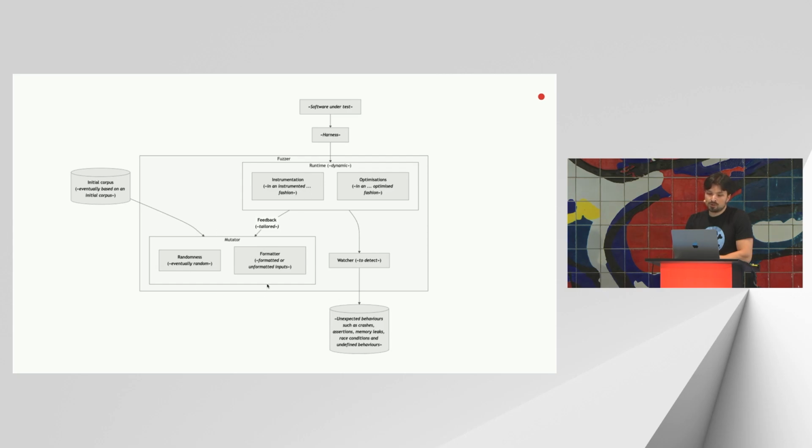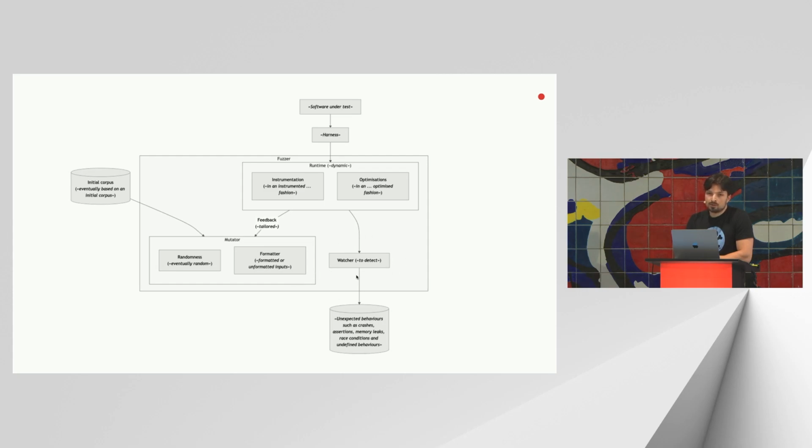And on the mutator side, we have randomness, which is embedded in the process. Like we want each stage to have some randomness to explore different paths. And we have the formatter. For example, if we are fuzzing a UDP packet parser, then we probably want the IP, for example, to be in a specific format. I don't know, to just be a private IP. So this is the component dealing with this kind of formatting.